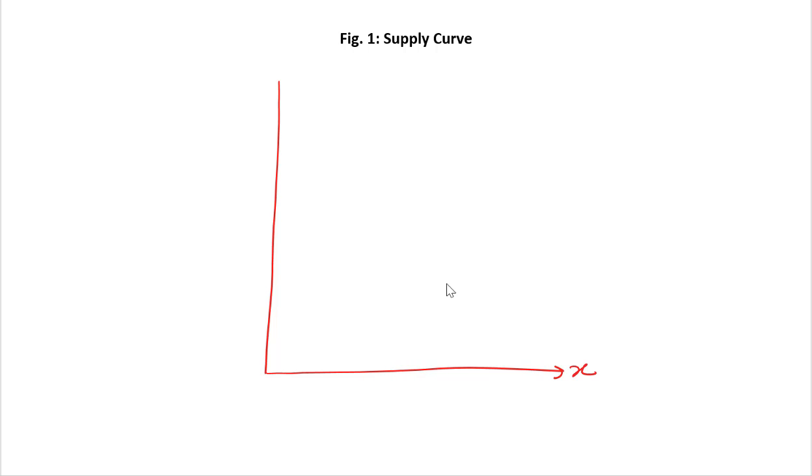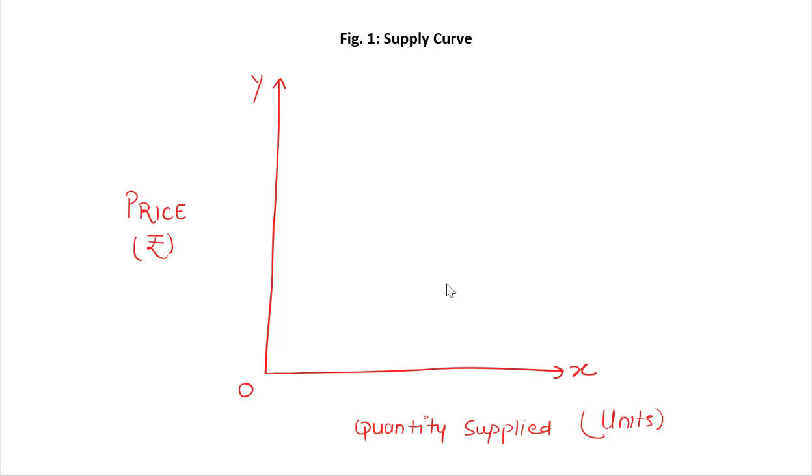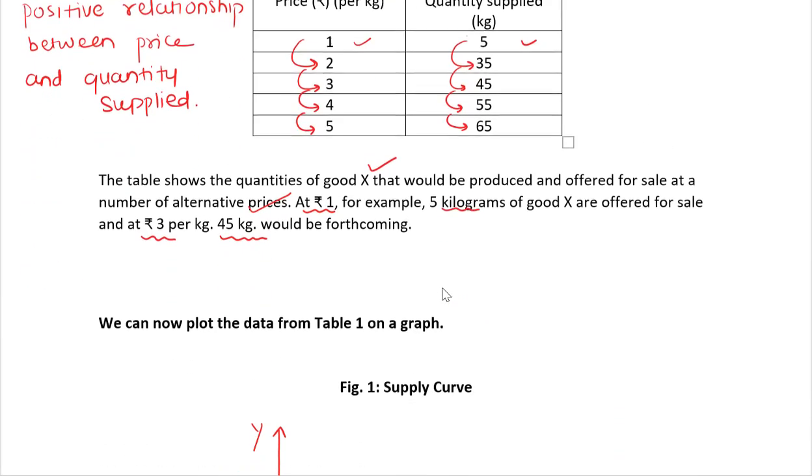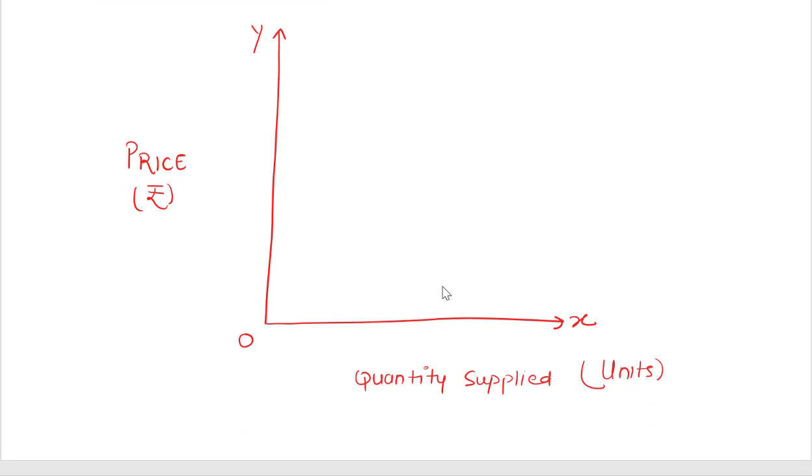X, origin, Y. On the y-axis we are plotting price. On the x-axis we are plotting quantity supplied. Quantity supplied will be in unit terms. Price will be in rupee terms. Let's see the price: 1, 2, 3, 4, 5.